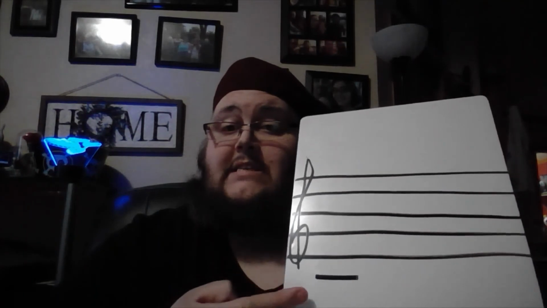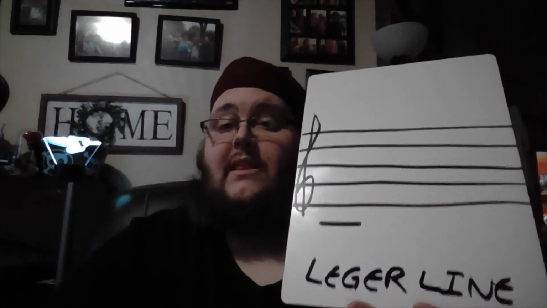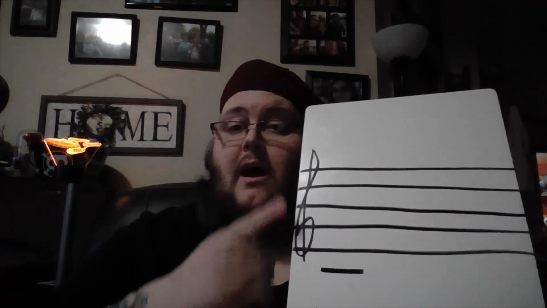Now, to get to these higher or lower notes, we have to add another type of music symbol. This is just another line, but it's one that we add to the staff. You can see the little guy right down here. This is called a ledger line. What the ledger line does is it gives us the ability to put even more notes on the page above and below the staff.